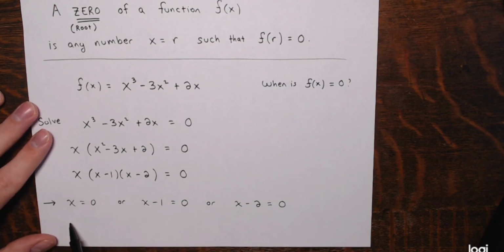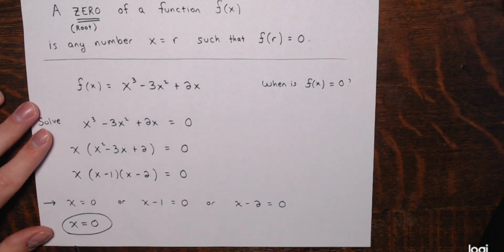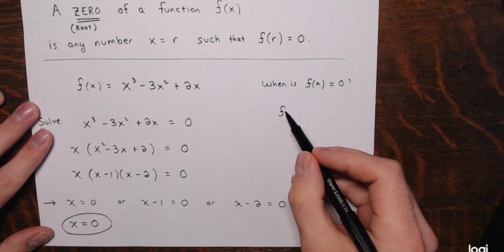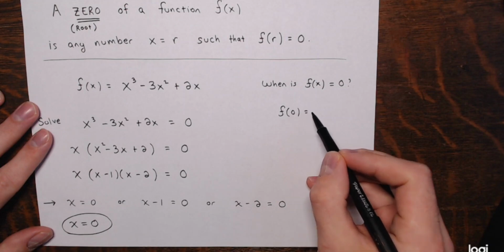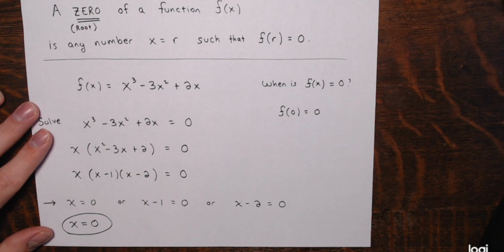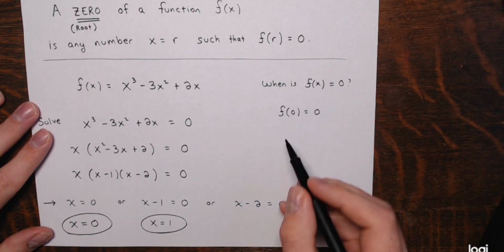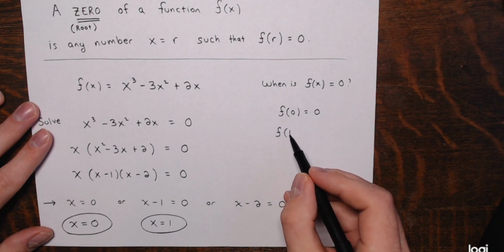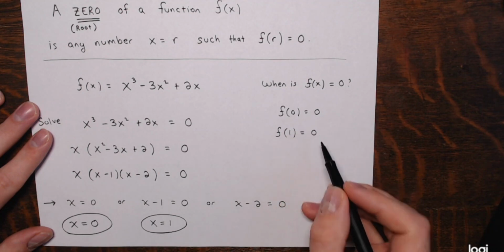Now x equals 0 has a simple solution. It's x equals 0. So there's a 0 of this function. f of 0 would be equal to 0. If I plug 0 in for x, the output would be 0. Next factor, x minus 1 is 0, so x equals 1. Add 1 to both sides. There's another one. So f of 1 would also be 0.